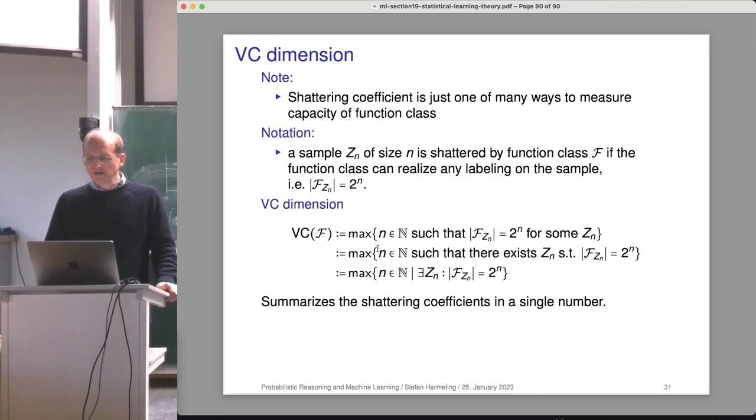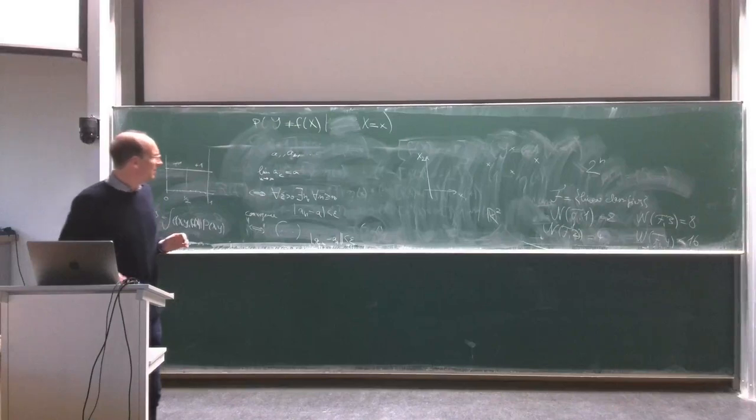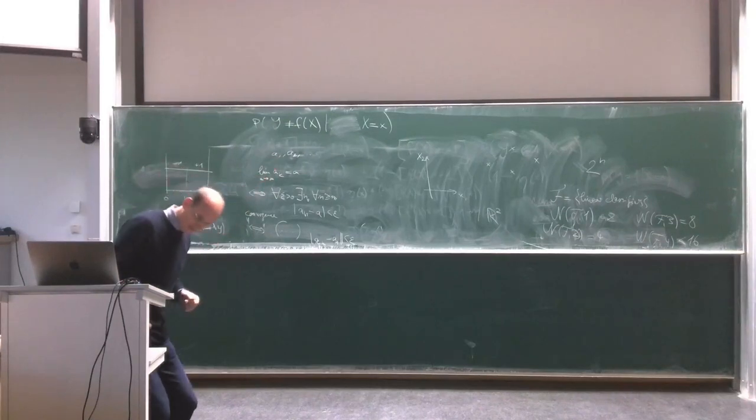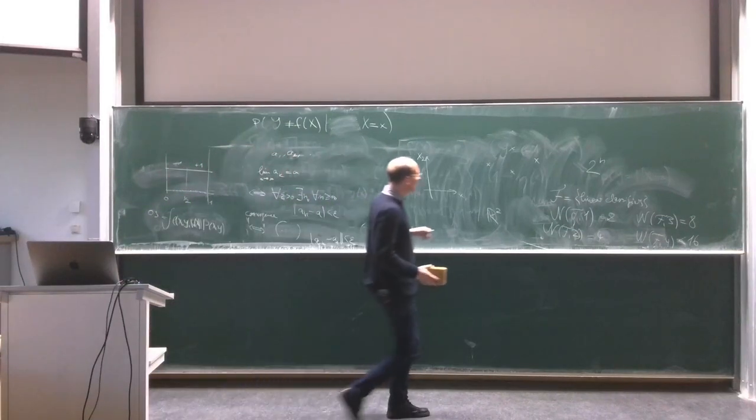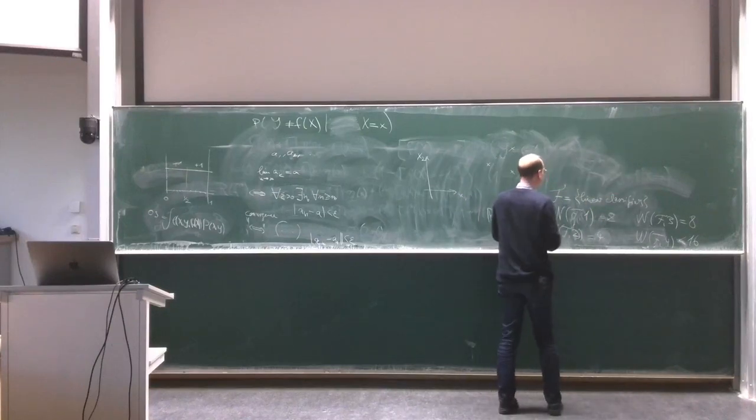Another way is to say the VC dimension of a function class is a single number, and it's the maximum number of points such that the points can be completely shattered. So basically, let's look at our example. The math might look a bit cumbersome. For the example on the board, the VC dimension of this linear classifier is 3.